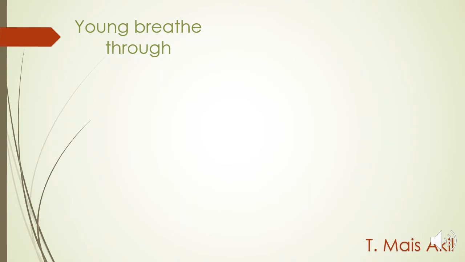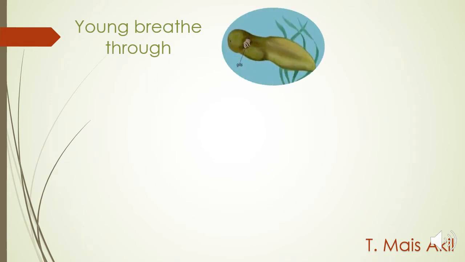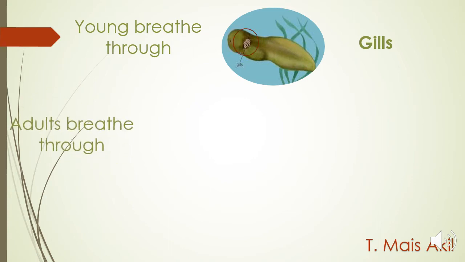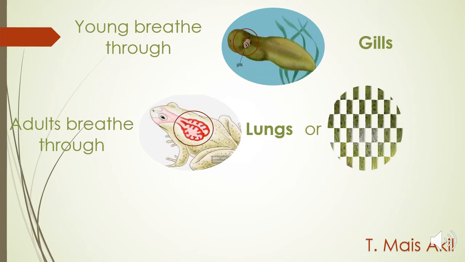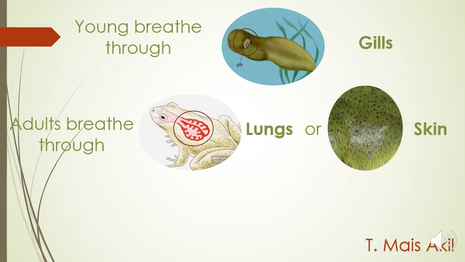Again, how do they breathe? We said the young that live in water breathe through gills, and the adults live on land, so they breathe with lungs. And as you remember, we said before that amphibians could breathe through their skin. Very good. If you remember, we studied the salamander. We said it could also breathe through the skin. So amphibians can also breathe with their skin because they have moist skin.